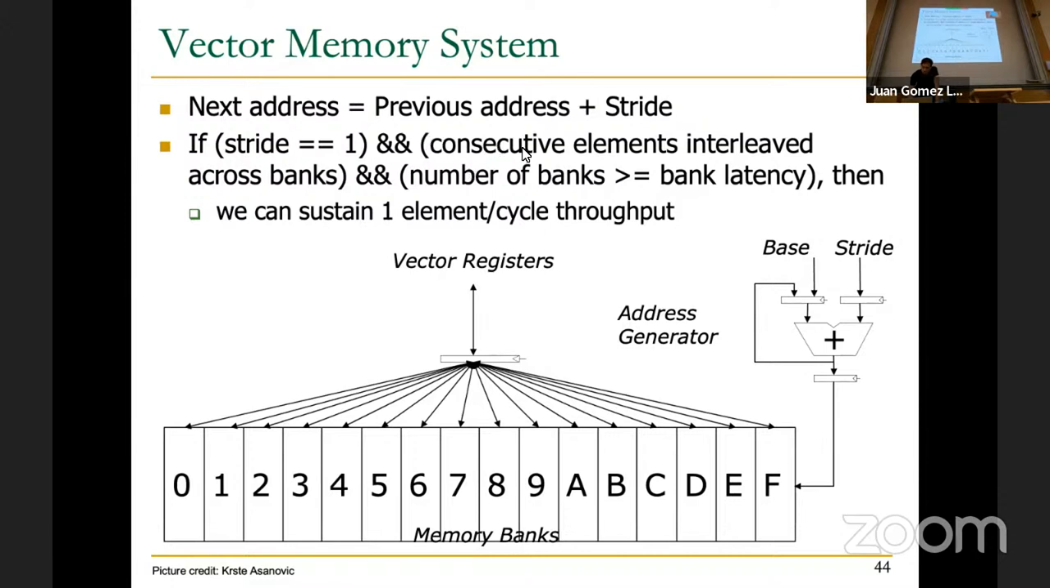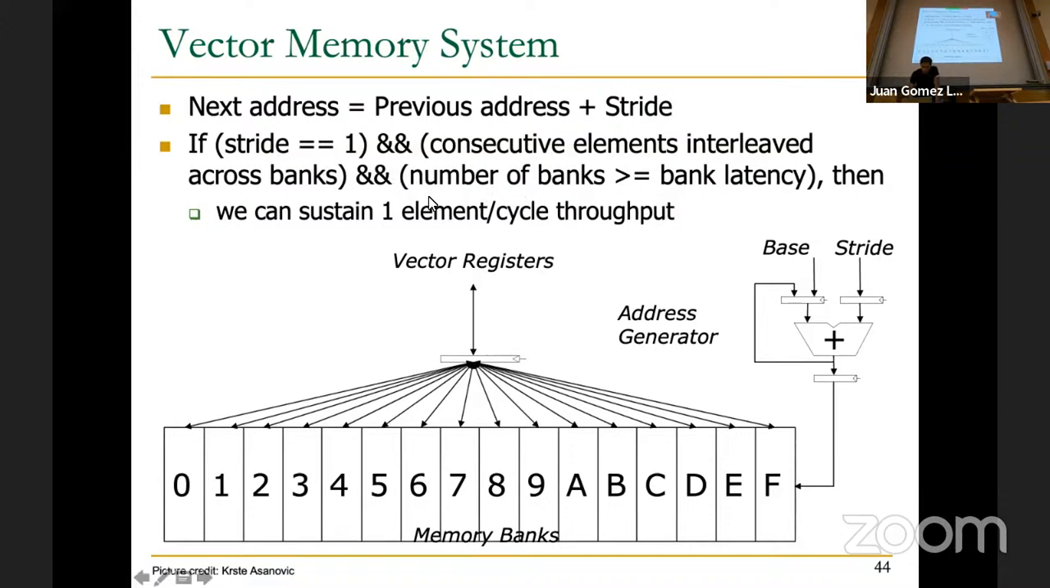We are also going to assume that consecutive elements are interleaved across banks. Observe that here we have 16 banks. So we assume that element A0 is here, element A1 is here, element A2 is here. Here we have element A15 and element A16 will be here, right? That's the way we normally interleave data on the memory banks.